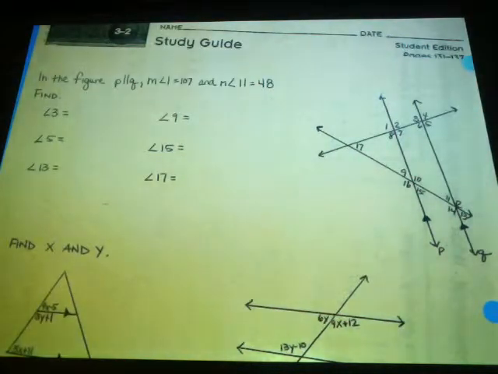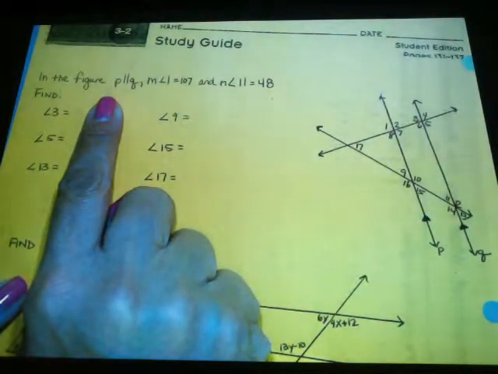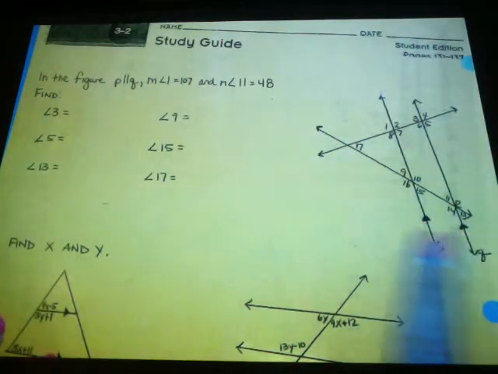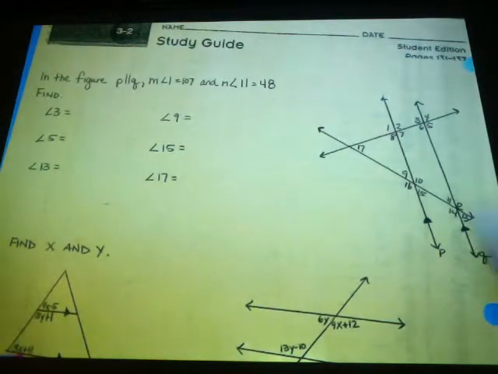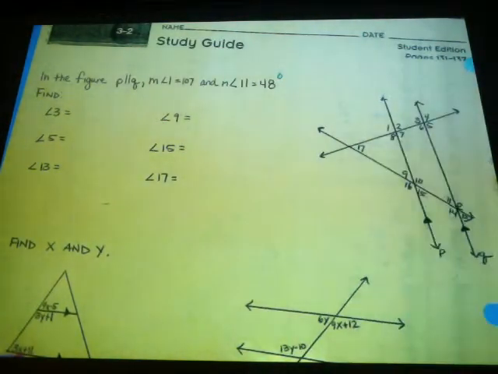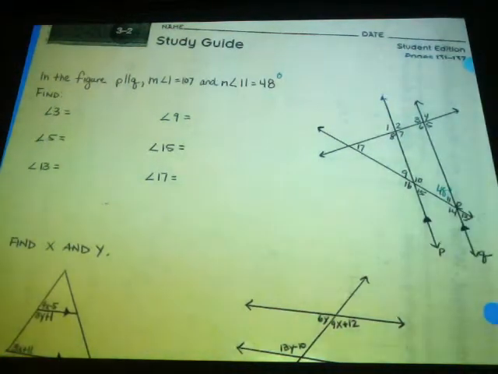So this says in the figure, remember lines can be written with a cursive lowercase letter. So in the figure, line P is parallel to line Q. They've also given you dark arrows in there. That's also indicating that they're parallel as well. And the measure of angle 11 is 48 degrees. So I'm going to find angle 11, and I'm going to put 48 degrees in here. You should be drawing on your pictures.